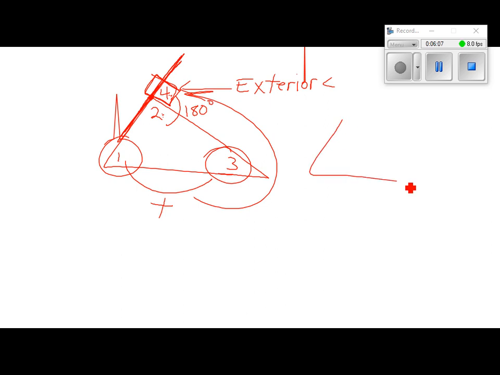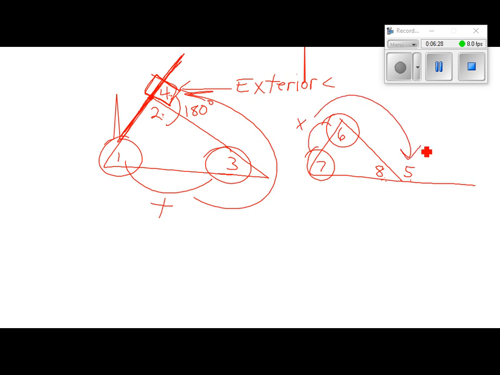If I draw another picture, and maybe I make the exterior angle right here, angle 5, there's an exterior angle. We'll call this angle 6, angle 7, angle 8. Angle 5 and 8 have to add up to 180, but angle 6 plus angle 7, those two added together, will always equal that exterior angle. So the two angles in the triangle that are away from the exterior angle add up to equal that exterior angle.